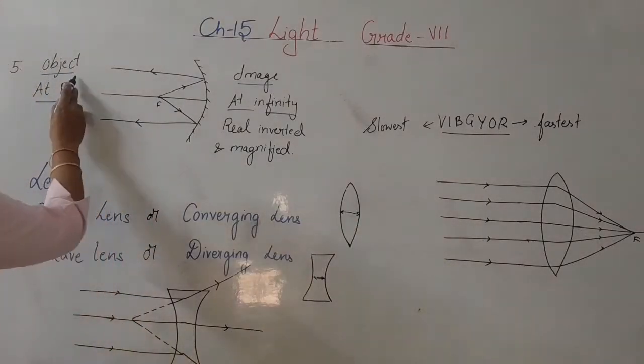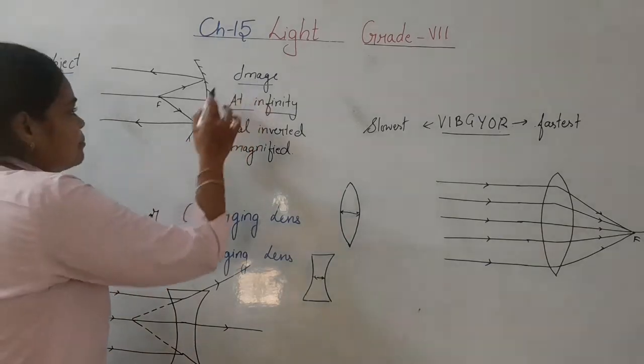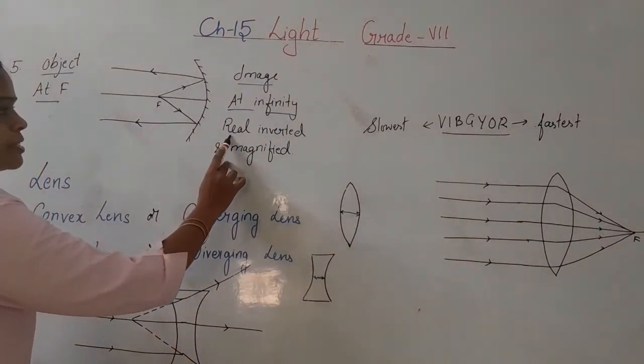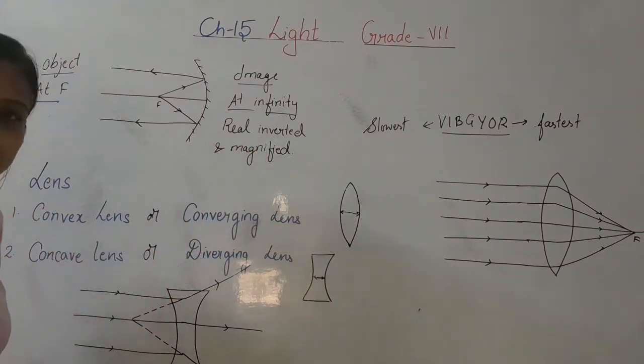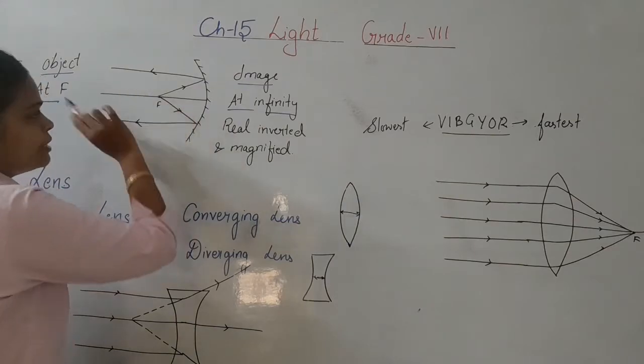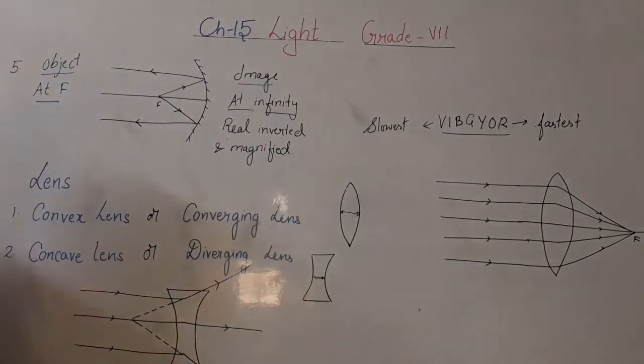Next, when the object is at F, that is the principal focus, the image will form at infinity. The nature of this image is real, inverted and magnified. So these are the different image formations of concave mirrors.